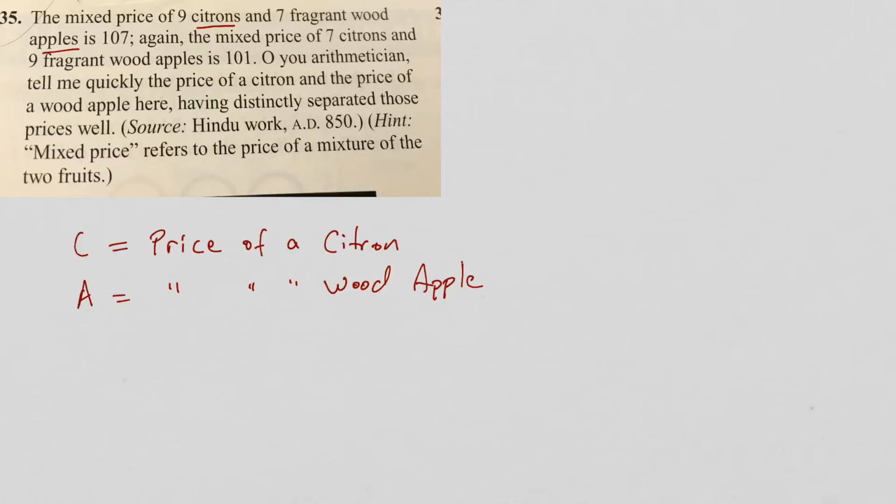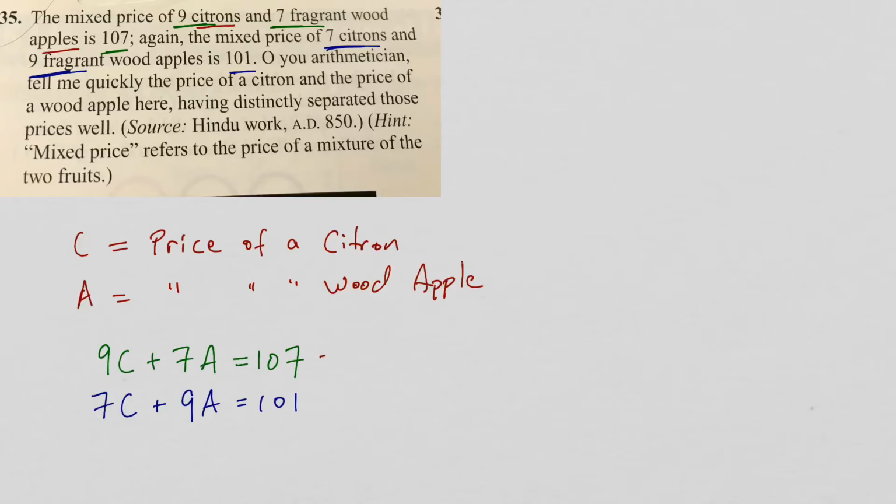And here we have 9 of these citrons plus 7 of the apples is 107. So that's one equation. 9C plus 7A equals 107. And then a little later, it says that 7 citrons and 9 apples is 101. So I'm going to use elimination to get rid of these. So let's get rid of the C's.